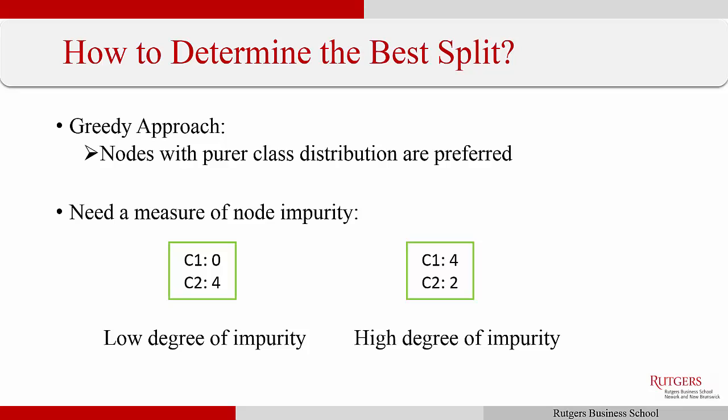We have 2 nodes here. The first has 4 records. None of them belongs to class 1 and 4 of them belong to class 2, which has a low degree of impurity. And the second node has 6 records. 4 of them belong to class 1 and 2 of them belong to class 2. So it should have a higher degree of impurity than the first one.